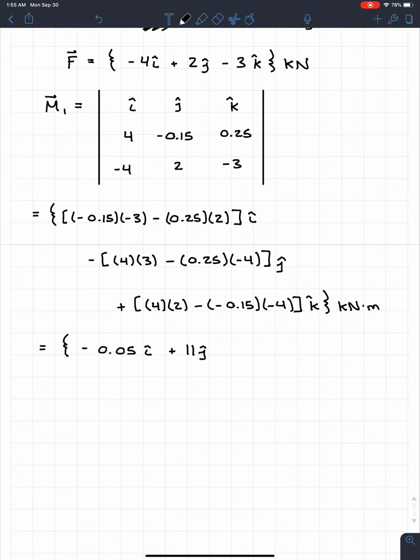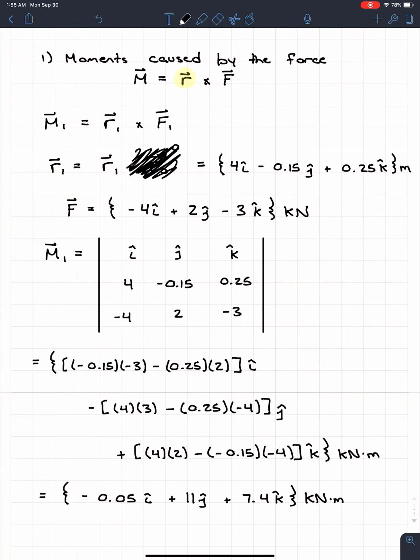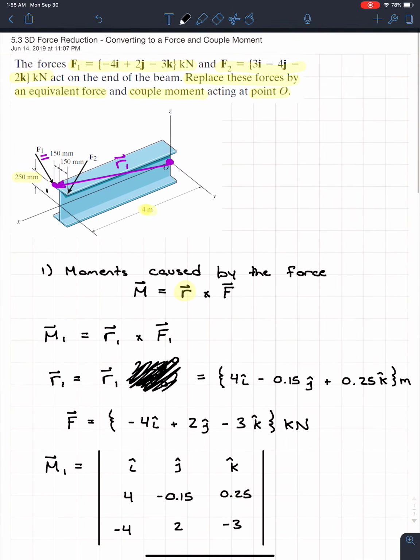Perfect. And then we're going to finish it off with a plus 7.4, and that's in the K direction. So in the bracket, we know this is kilonewtons times meters. So if we look at this, we haven't done anything new really. This is just simply finding the moment about a point caused by a force. And this was last week. This is nothing new, but it's just one of the steps that we're going to need to follow for what we're going to do a little bit after.